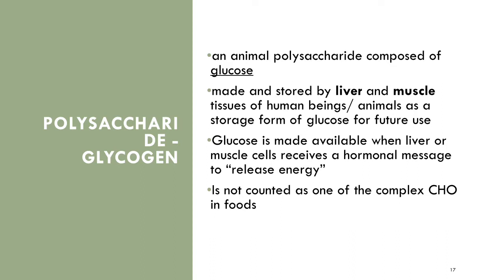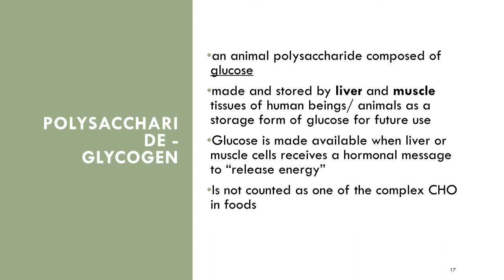Now, where is glycogen made? It is made and stored by the liver. That's why it is only present in animals. Do you see a liver in a plant? Right? It is also made and stored in the muscle tissues of mammals. And usually glycogen is the storage form of glucose for future use.